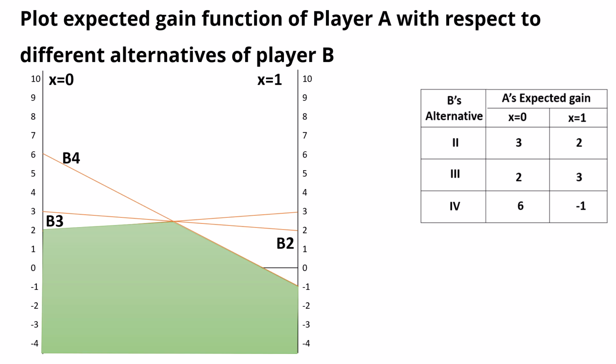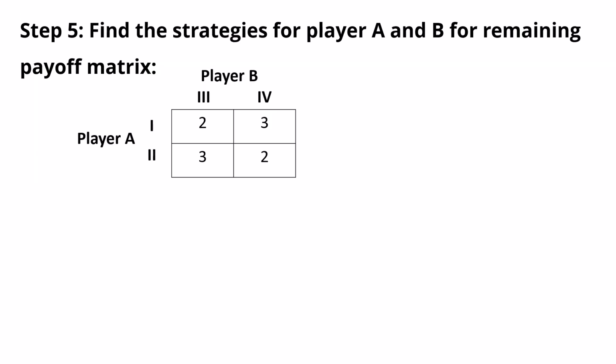Now if you observe, all these three functions are meeting at one place. So in this case we can take any two alternatives, because the value will be the same. So let me consider the first two alternatives. If I consider these two alternatives, then I will find the strategies of player A and player B for the remaining payoff matrix.